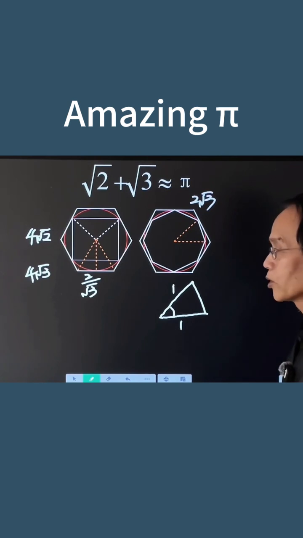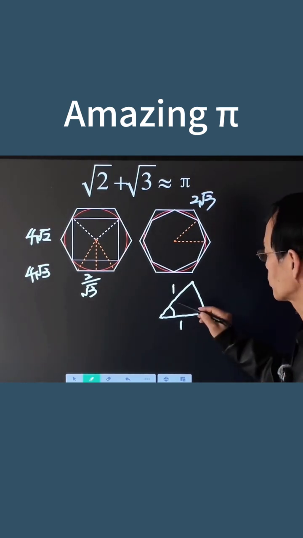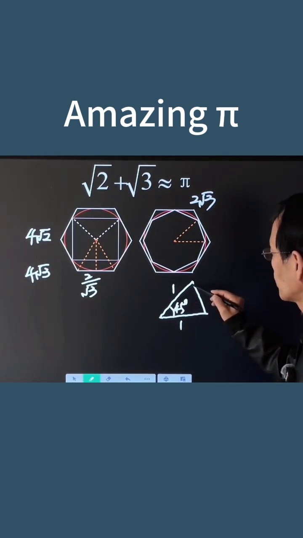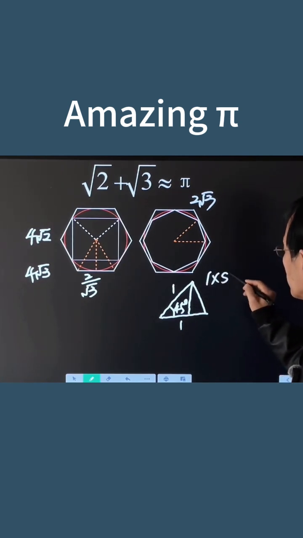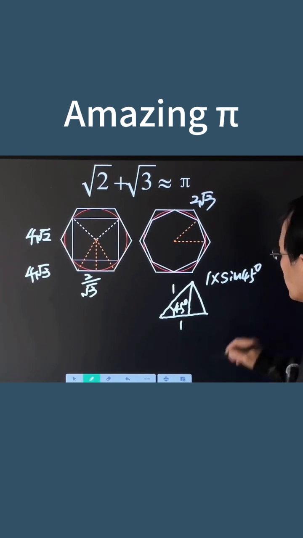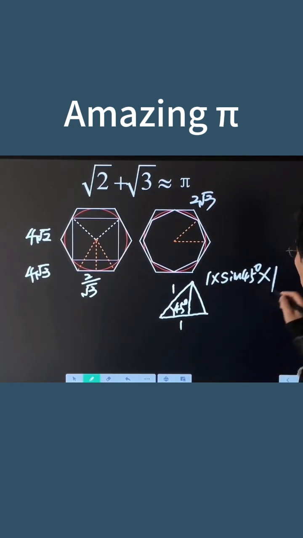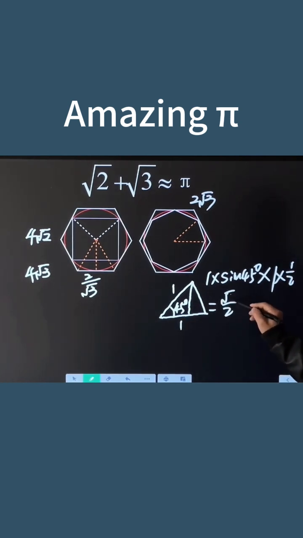What is the angle between them? 360 divided by 8 is 45 degrees. That's clear, right? At 45 degrees, we can calculate the height. The height is the hypotenuse times sine 45 degrees, right? That's the height. If we then multiply by the base, which is 1, and divide by 2, multiplying by 1/2, we get the area. Square root of 2 over 2 times 1/2 equals square root of 2 over 4. Its area is square root of 2 over 4.